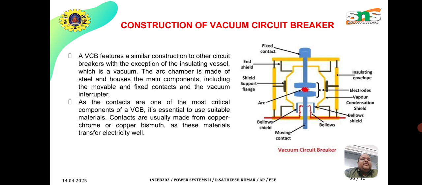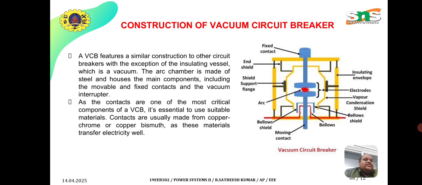As the contacts are one of the most critical components of a VCB, it is essential to use suitable materials. Contacts are usually made up of copper and chrome or copper bismuth, as these materials transfer electricity well. But during the high voltage interruption process, those metals tend to get damaged because of the high heat produced. So periodic maintenance has to be done and suitable replacement has to be made.